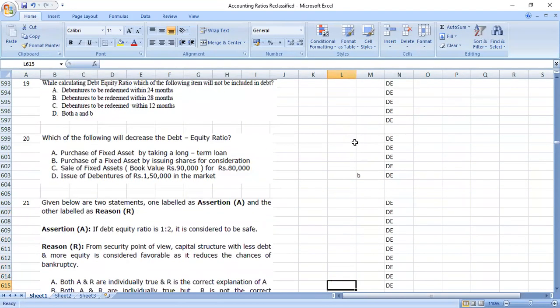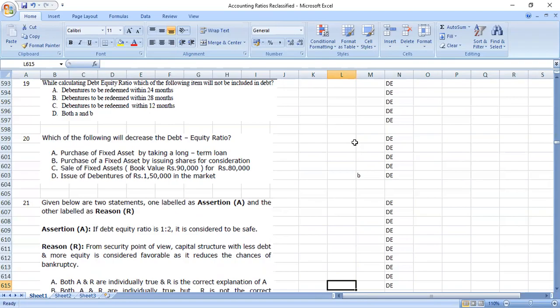19th question. While calculating debt equity ratio, which of the following items will not be included in debt? Debentures to be redeemed within 12 months is actually current liability, current maturities of long-term debt. So debentures redeemed within 12 months will not be included as long-term liability, and therefore that will not be included in the calculation of debt equity ratio.